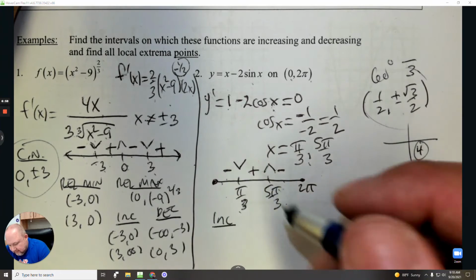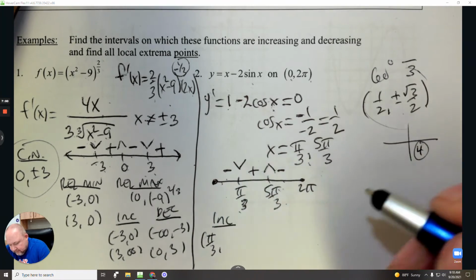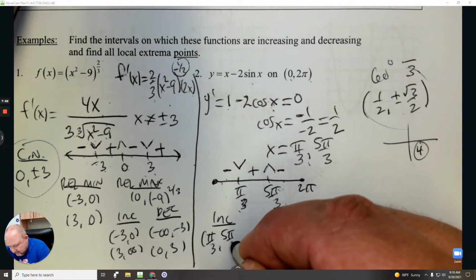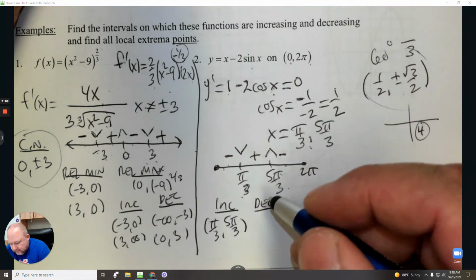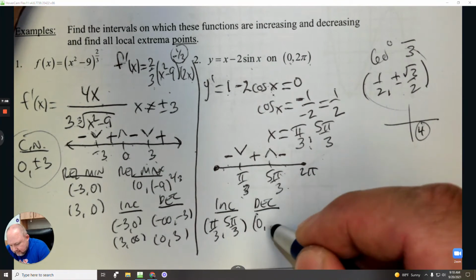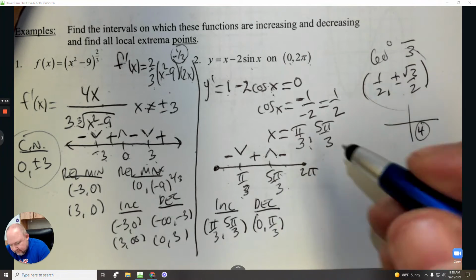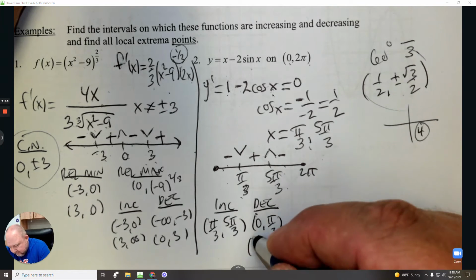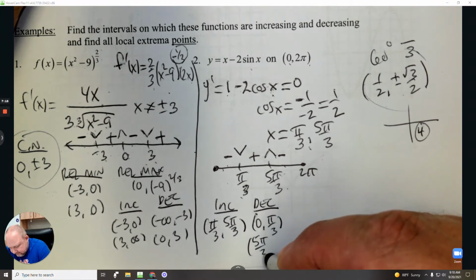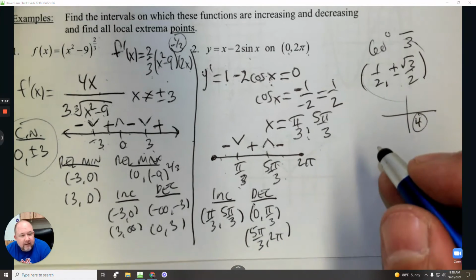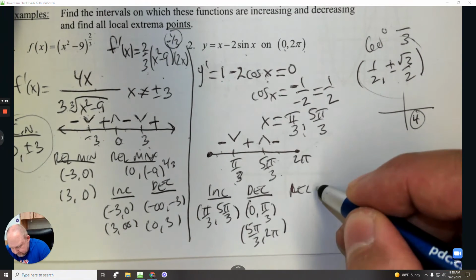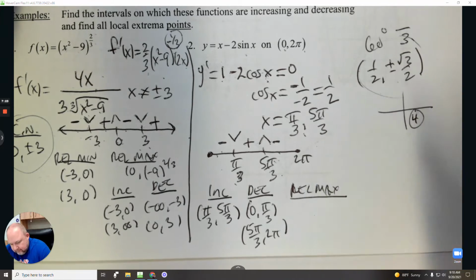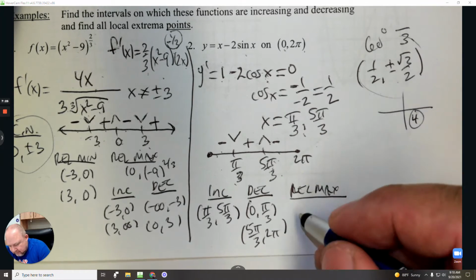So, where is it increasing? From pi over 3 to 5 pi over 3. Where is it decreasing? From 0 to pi over 3. And it's decreasing from 5 pi over 3 to 2 pi. Where's the relative max? So that's at 5 pi over 3.